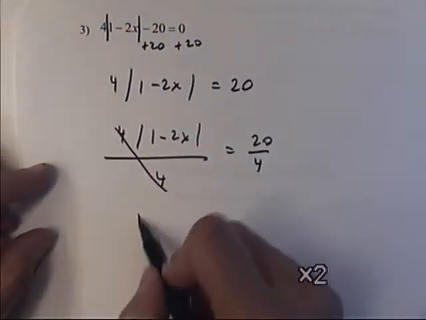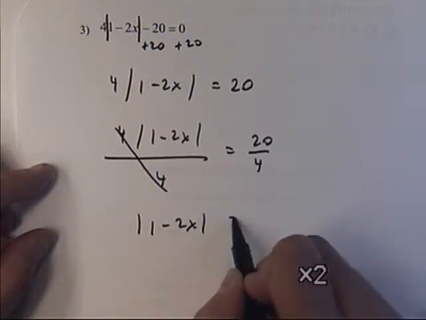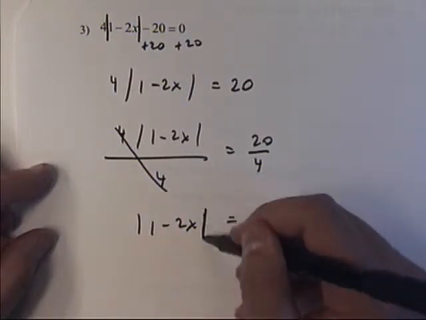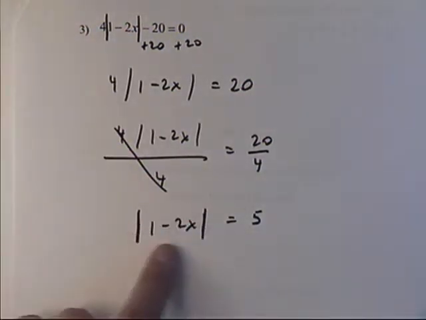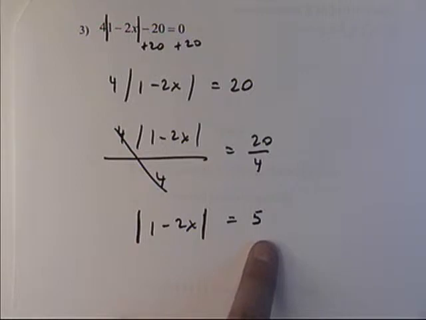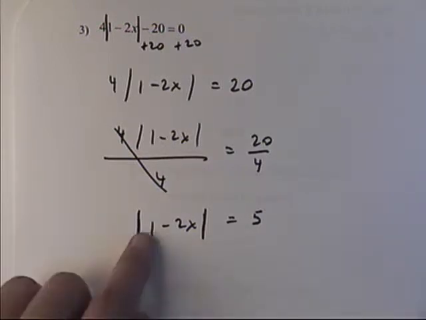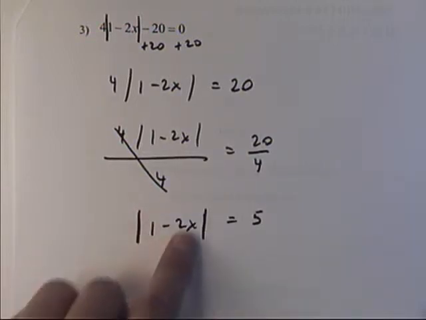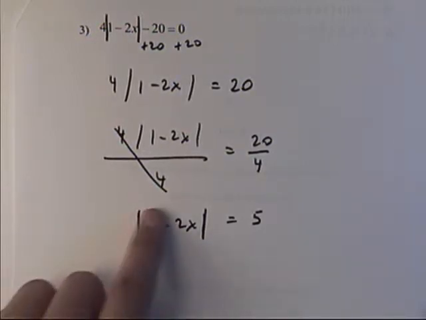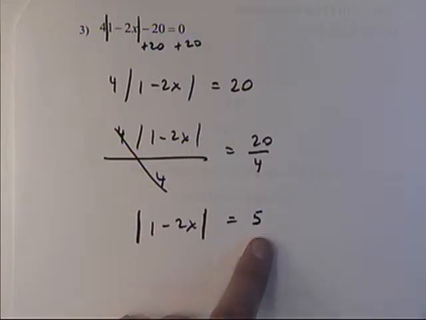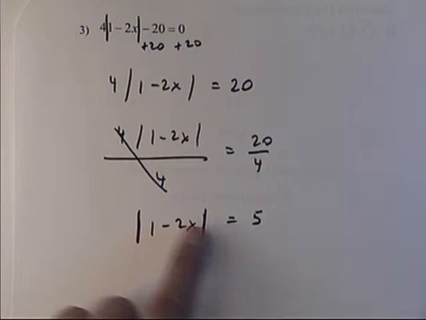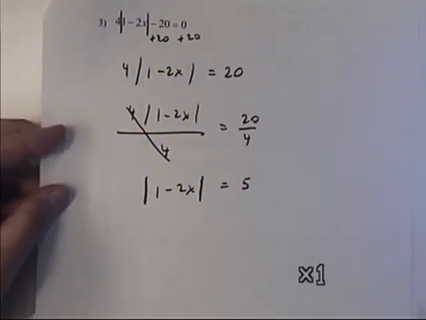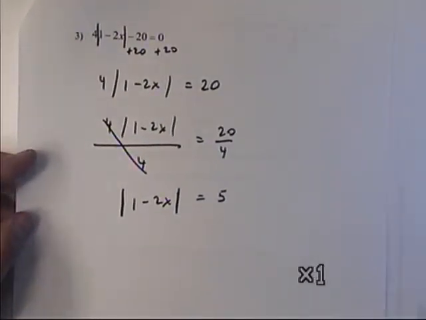So, absolute value of 1 minus 2x equals 5. Now this looks a lot like example 1. We started with a quantity inside an absolute value. It equaled something positive. That can be taken a step further and said, okay, that must mean whatever is inside the absolute value bars is either positive 5, because the absolute value of positive 5 is 5, or all the stuff inside the absolute value bars is negative 5, because the absolute value of negative 5 is also positive 5. So those are my two options.